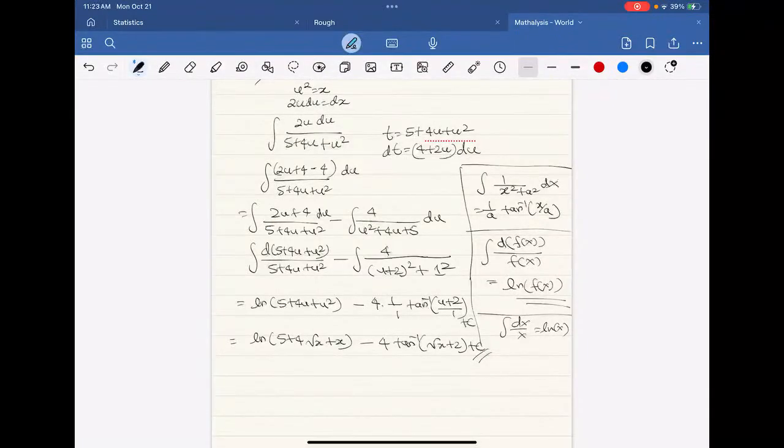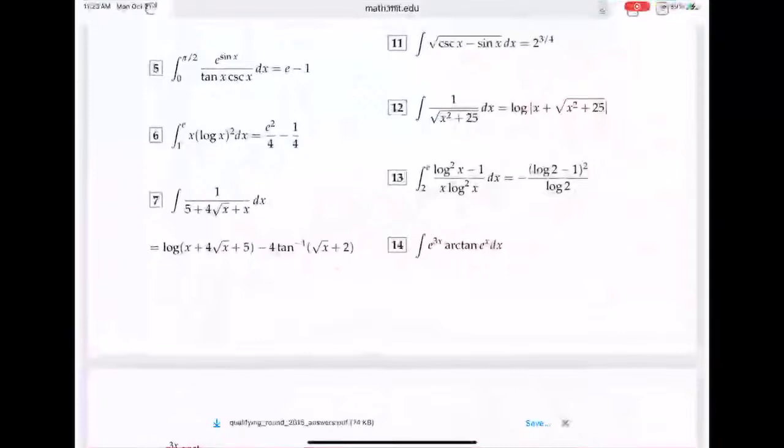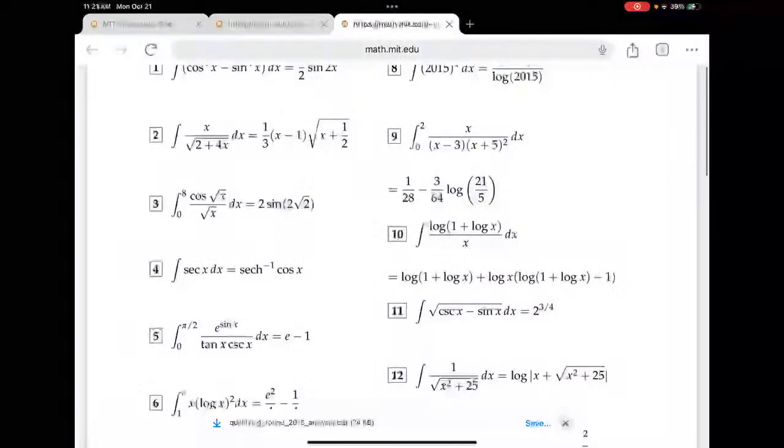Now let me check the answer. ln of, right. So I'll go to the next problem.